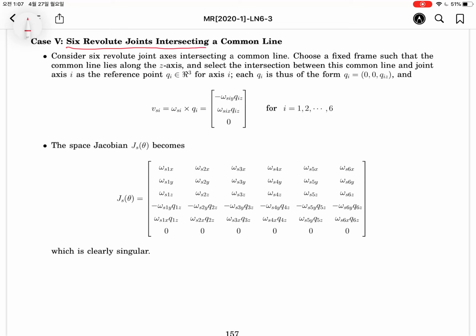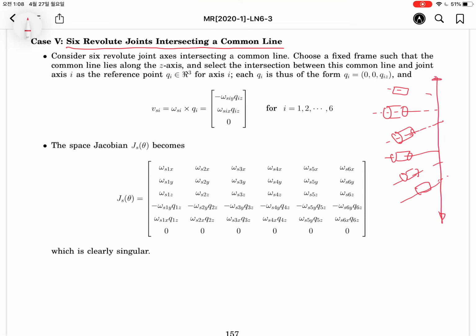Okay, last case is about six revolute joints intersecting a common line. Okay, this axis like this, the second joint axis like this, third, fourth, the fifth and sixth. Let's assume that all the joints intersect one common line. Intersecting one common line like this.